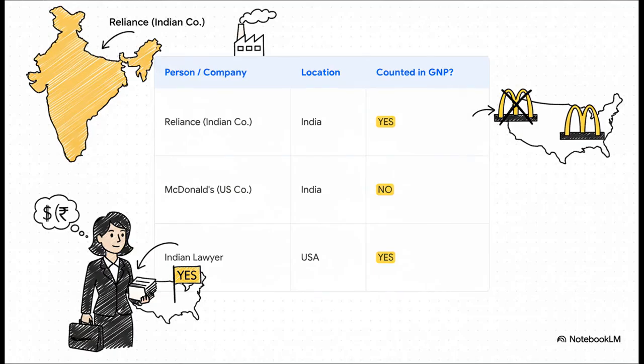And bam! Look at how the table just flips. Reliance is still in, no surprise there. But McDonald's in India? Not anymore. That money belongs to America's GNP now. And remember our lawyer in the US? She's back in. Her income now counts towards India's GNP because she is an Indian resident. See how that works? It's all about who you are, not where you are.